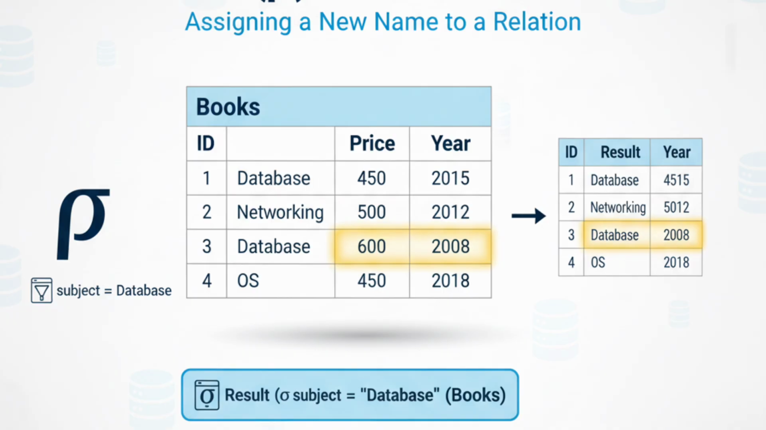Then we have the rename operation, rho, which assigns a name to the result of an operation. For example, rho result (sigma subject equals database (books)) saves the filtered relation as result, just like saving a filtered Excel sheet under a new file name for reuse.